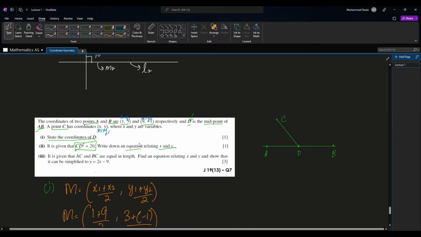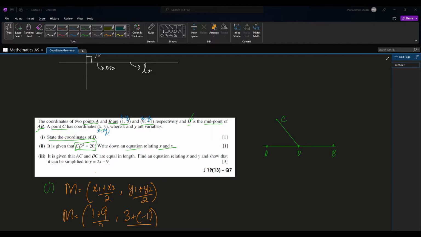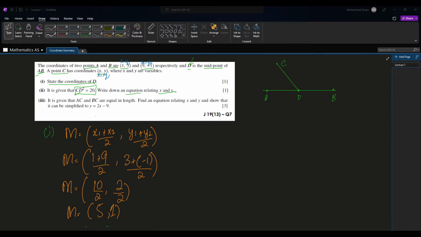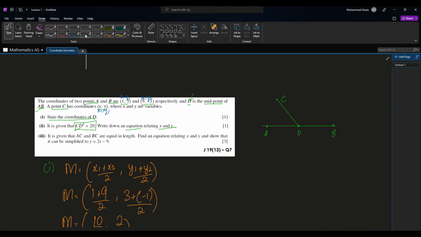See, it told us to write an equation in x and y, and we have just found an equation in x and y. Now then, to do part 3, let us see what they are asking us. They are telling us that AC and BC are equal in length. Find an equation relating x and y and show that the equation can be simplified to y equals 2x minus 9. Basically they are telling us that when you form an equation, turn that equation into y equals 2x minus 9.